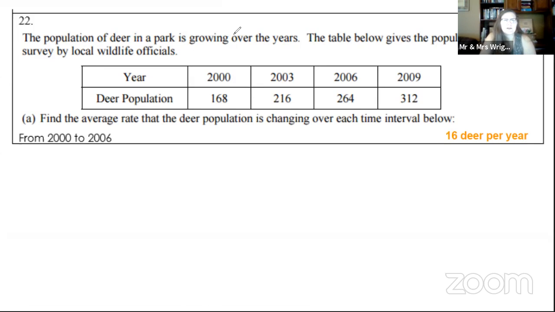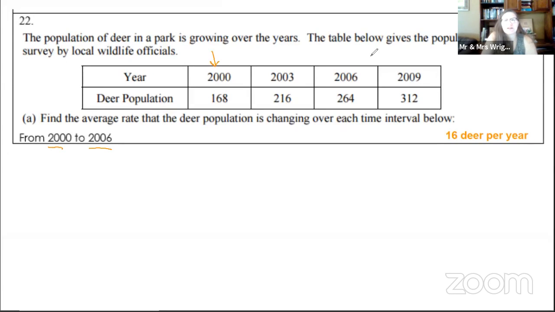The population of deer in a park has grown over the years. The table below gives the population for a survey by local wildlife officials. Find the average rate of the deer population that is changing over the time interval from 2000 to 2006. So we want to look at 2000 to 2006. So for the rate of change, what we just have to think of is what is per? Is it year per deer or deer per year? It's going to be deer per year. So I want to put the deer on the top and the year on the bottom, because remember the division symbol tells me per, right? So deer per year is how I want to put my answer.